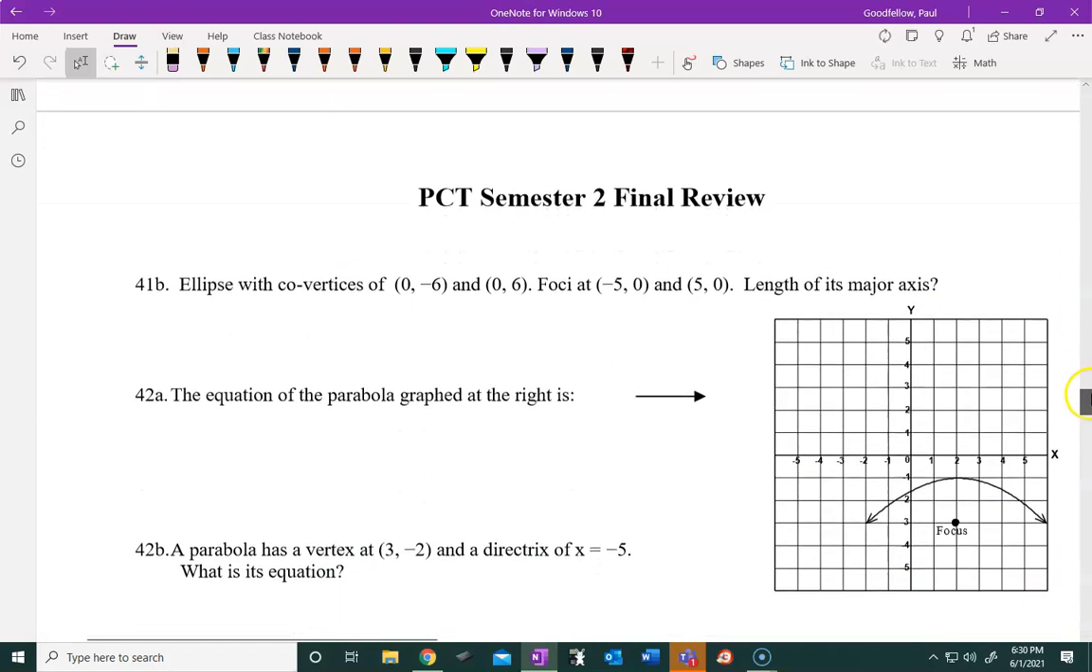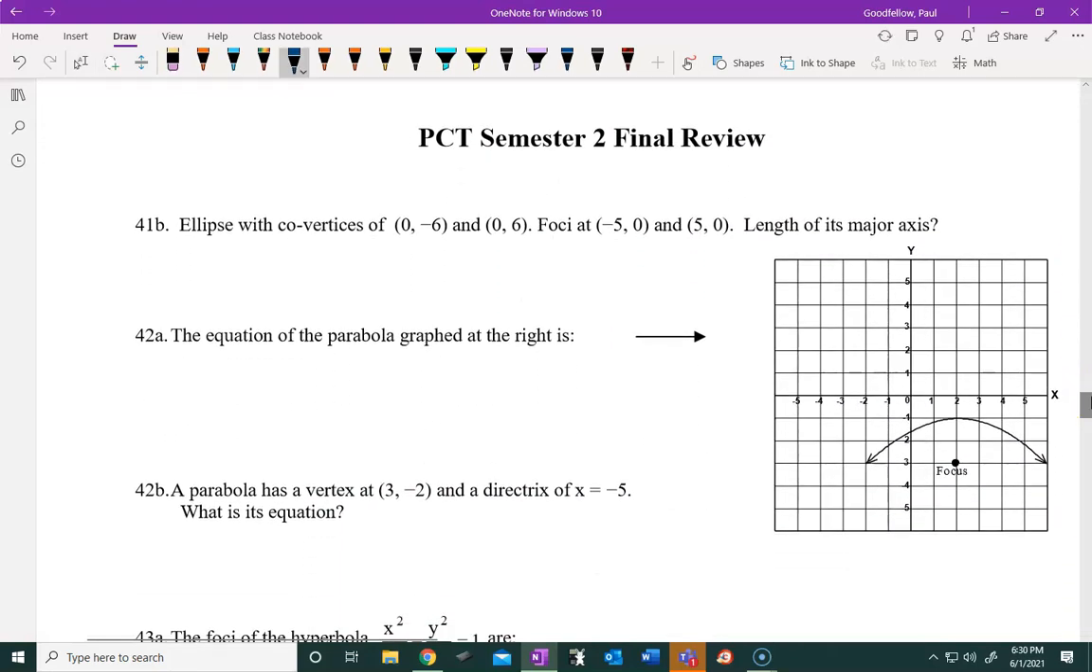Okay, moving down here to number 41. Ellipse with co-vertices, that's B is 6. Foci are C, that's 5. Find the major axis, that's 2A. Your turn. Get her done.